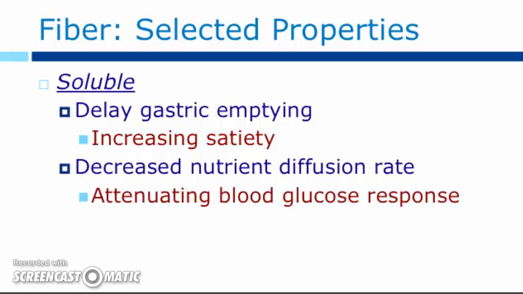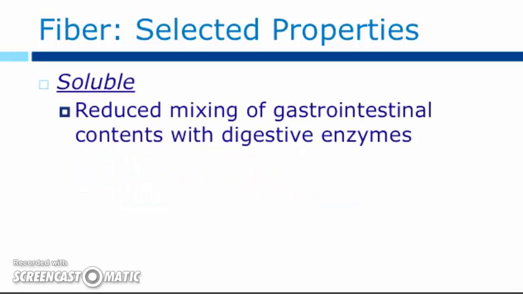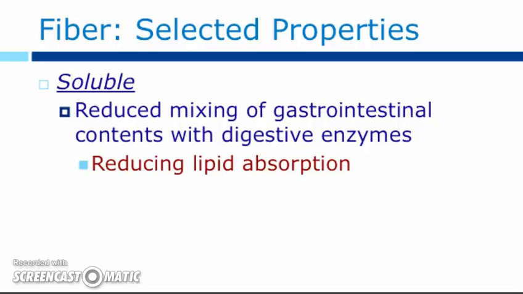Other effects of soluble fiber include a reduced mixing of gastrointestinal contents with digestive enzymes, which reduces the activity of those digestive enzymes. This particularly affects the digestion and absorption of lipids and can lead to a lowering of serum lipid levels.